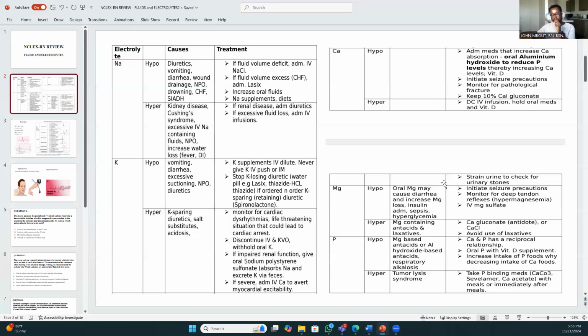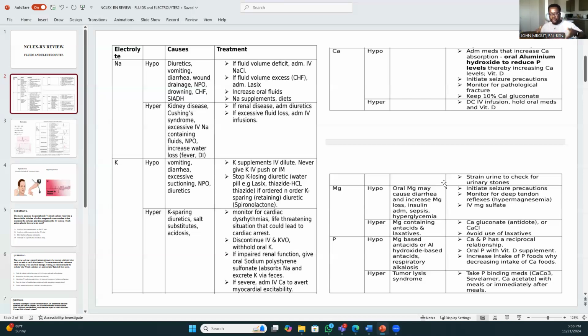Let's look at magnesium, very, very important. There is something I want you to know. Again, low magnesium is hypomagnesemia. High magnesium is hypermagnesemia, okay? And when you have low magnesium, always make sure you initiate seizure precautions. You monitor deep tendon reflexes. Why? When you have hypomagnesemia, what happens?